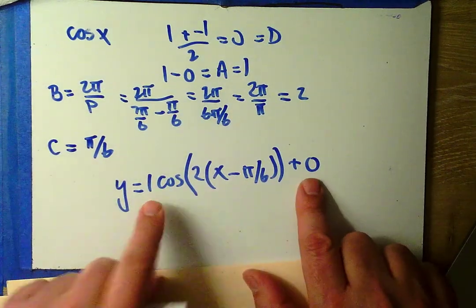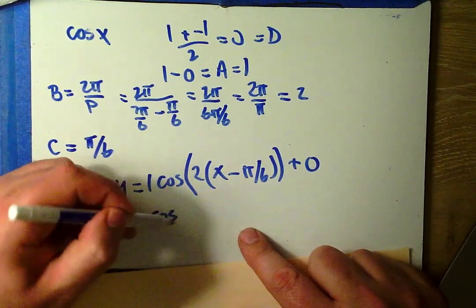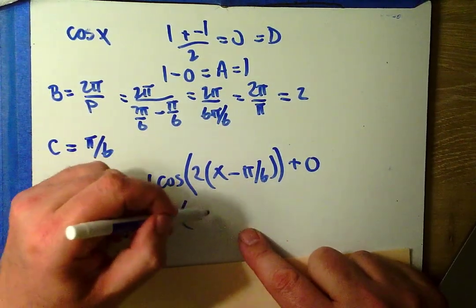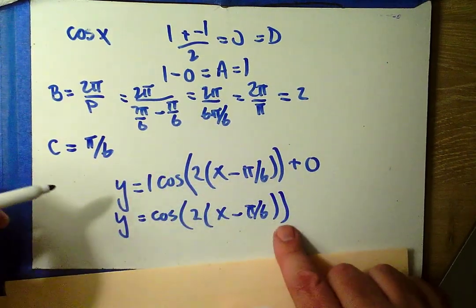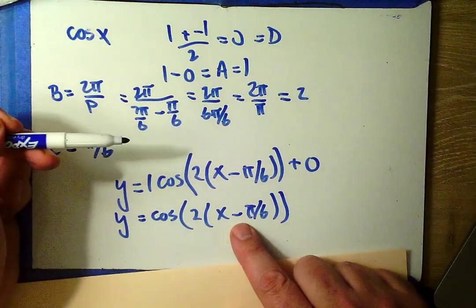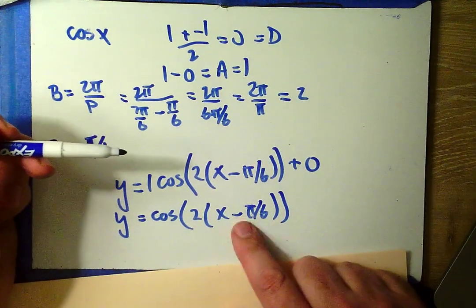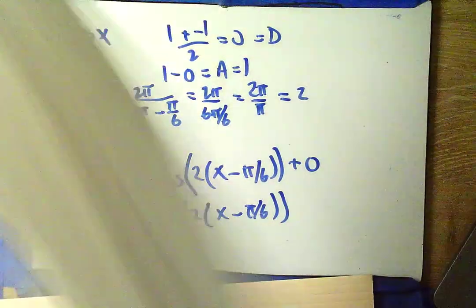I certainly don't need to write these, and you're welcome to distribute here if you want. But I find students make mistakes when they do that, so I would just leave it this way. Don't forget to close two parentheses here. And remember, because we shifted our graph to the right pi over 6, this is minus pi over 6. Okay, our last station, here we go.